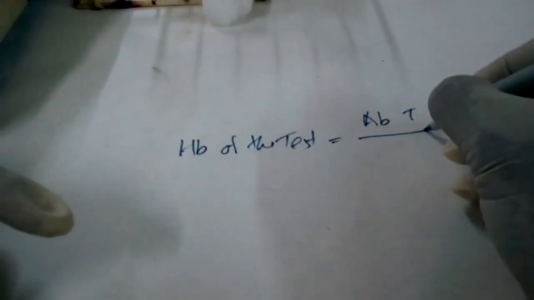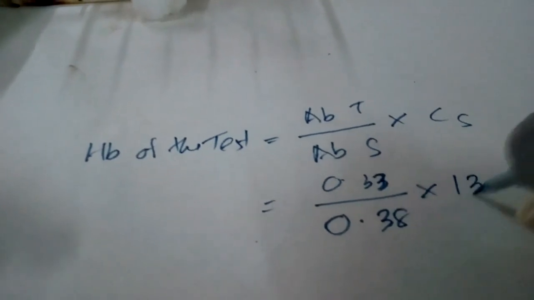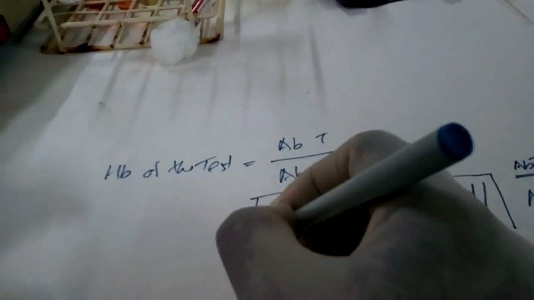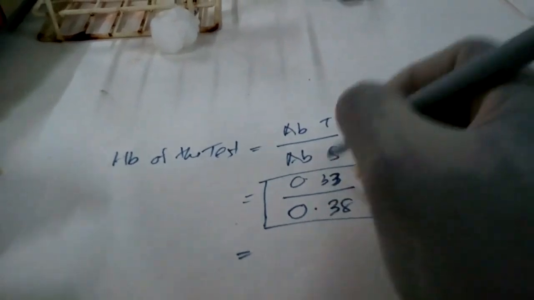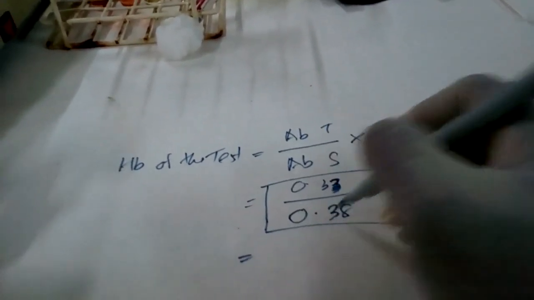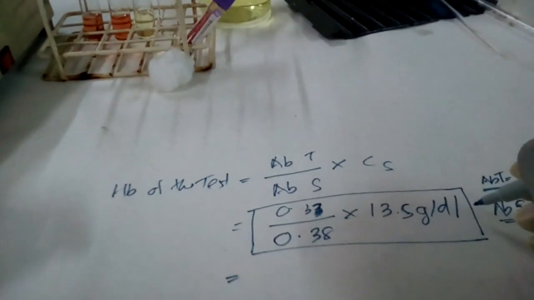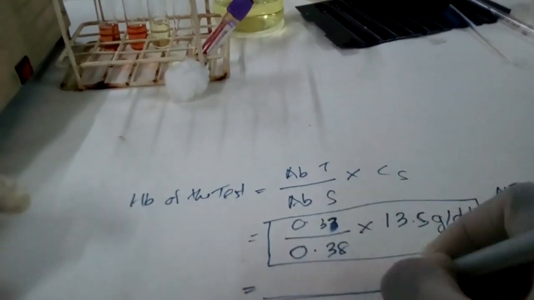How am I going to do that? I divide the absorbance of the test by the absorbance of the standard and multiply by the concentration of the standard. You know the absorbance of the test, 0.33, and the absorbance of the standard, 0.38. The concentration of the standard is 13.5 gram per deciliter. You can take the concentration of the test by solving this equation: 0.33 divided by 0.38, multiplied by 13.5 gram per deciliter. Finally you will get the result of the patient's hemoglobin level.